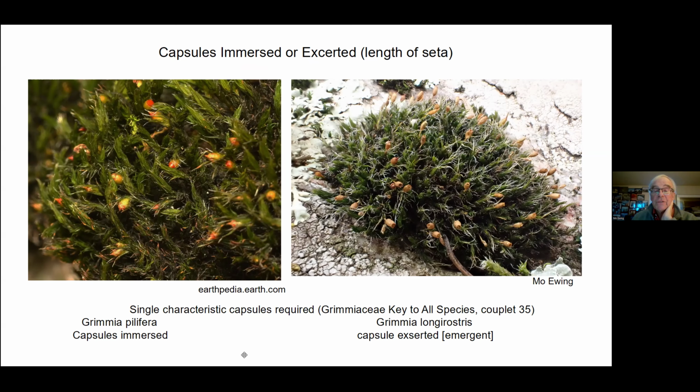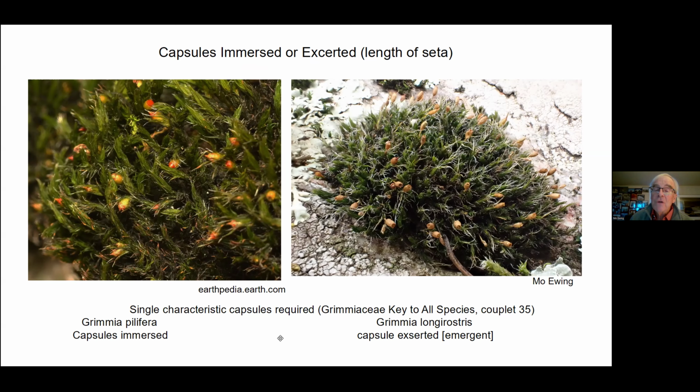So in this case, this couplet 35 in the Grimmiaceae key to all species distinguishes Grimmia pallifera, which is this guy here, from Grimmia longirostris. Now, Grimmiaceae is a particularly, what's the word I should use for it? Painful. Grimmiaceae is a particularly painful family.